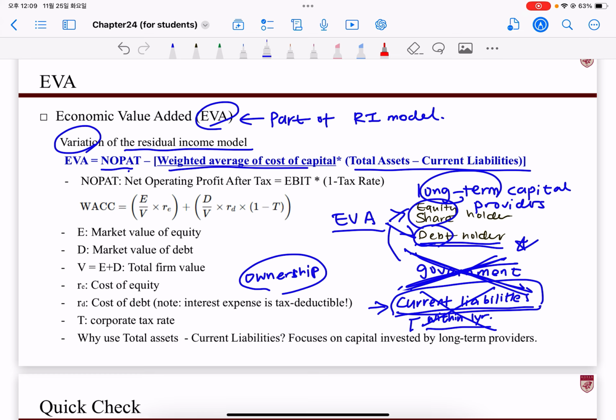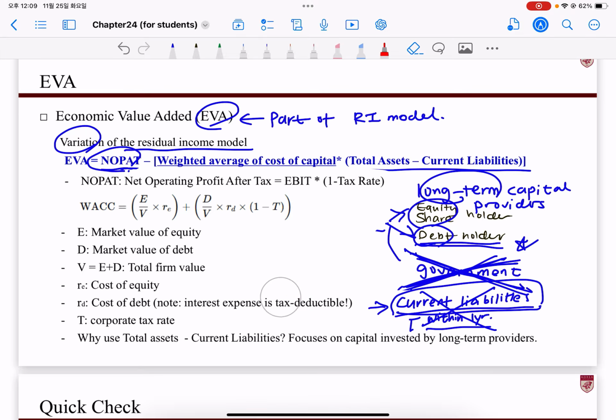Then how does the model look like? Well, in terms of income, instead of using EBIT, we focus on EBIT times 1 minus tax rate, meaning net operating income after tax, which we also call NOPAT, net operating profit after tax. Why? Because, as said, we want to leave off the government part. So we want to leave off the tax rate. Okay? Makes sense?